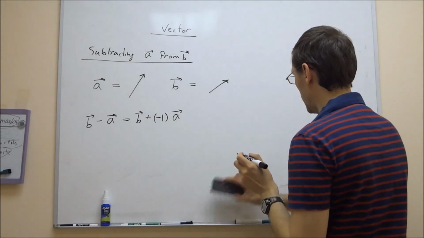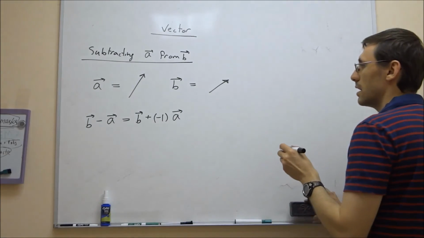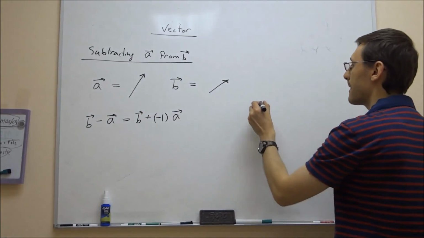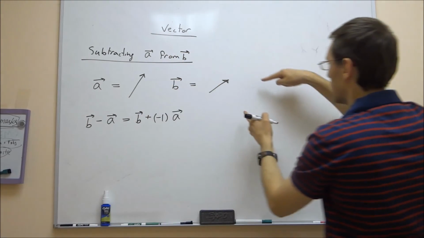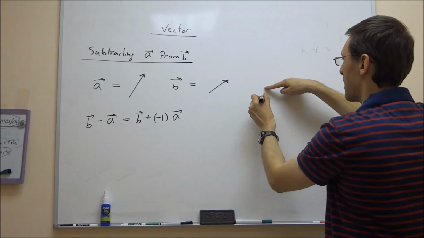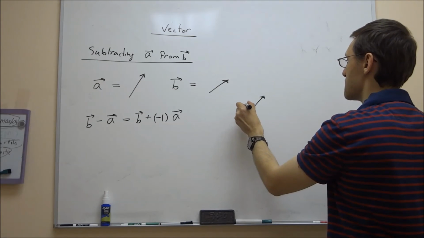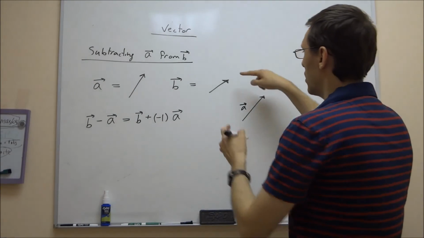So it's in fact just adding two vectors. Now one way to do that is to draw A and B tail to tail. So you draw the vector A, and you draw the vector B.